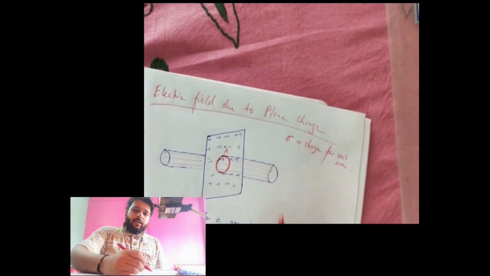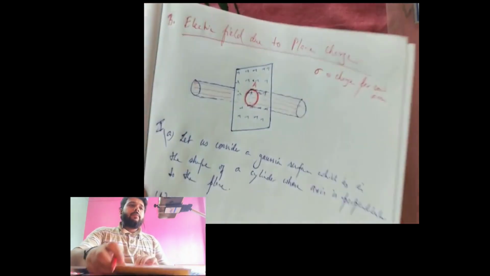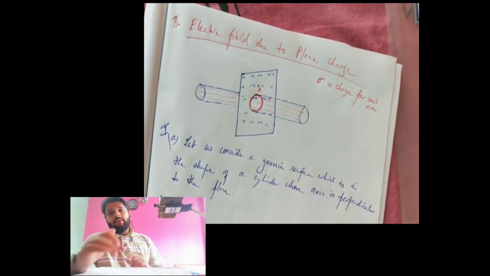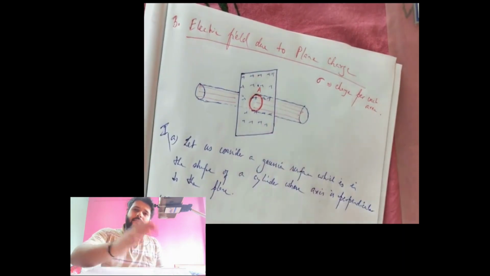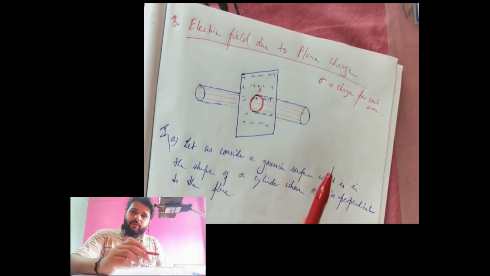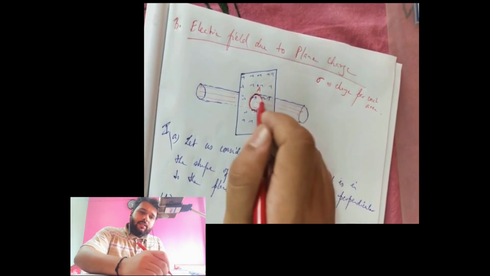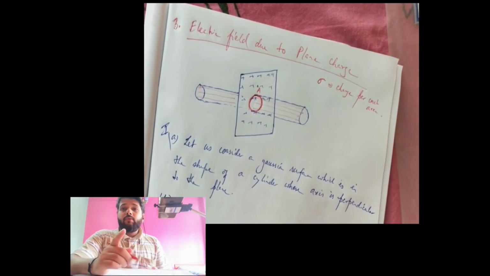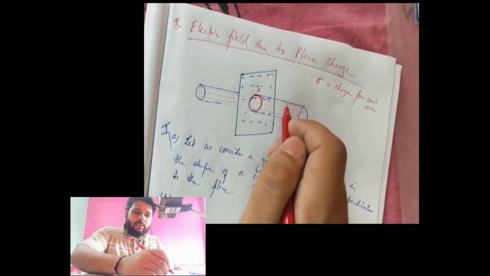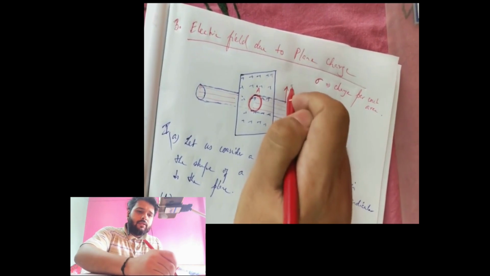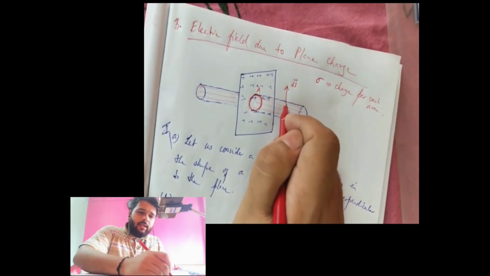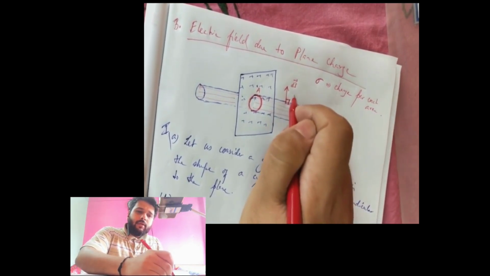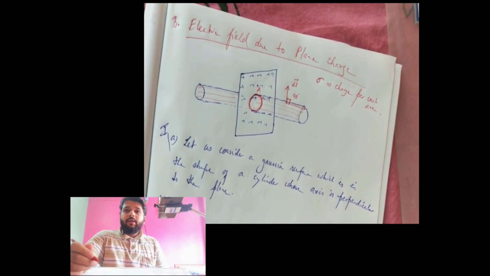Now again the Gaussian surface is in the shape of a cylinder, so we have again three surfaces: the curved surface, the right surface, and the left surface. If I consider the curved surface first, we know the area vector is always perpendicular to the surface. So this is the direction of the area vector, and the electric field is moving in this direction. So the area vector and electric field are perpendicular to each other. They are making 90 degrees.